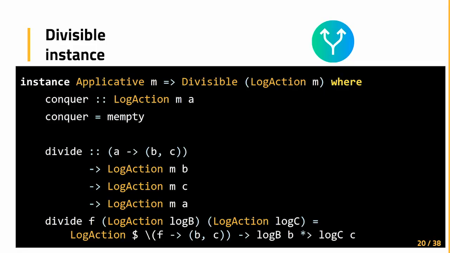So the Divisible instance for LogAction is pretty straightforward. The conquer function is the same as mempty. It's a log action that does nothing. But the divide is also very simple. We have a message of type E. We apply function f to get a pair of B and C. And then we first log the part B with our first log action and the part C with the second log action.